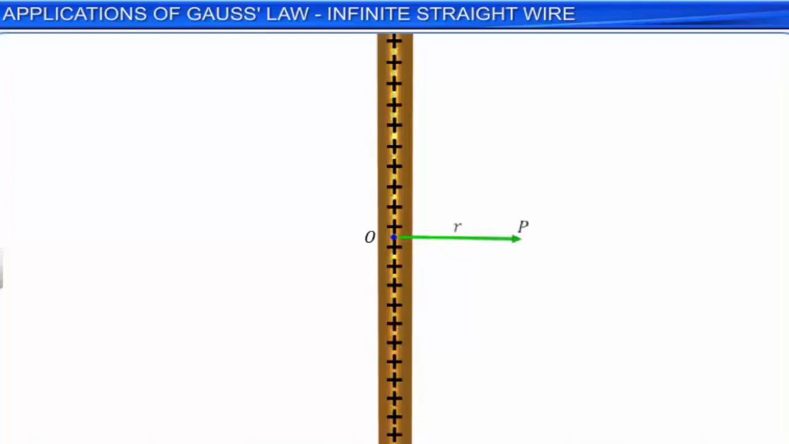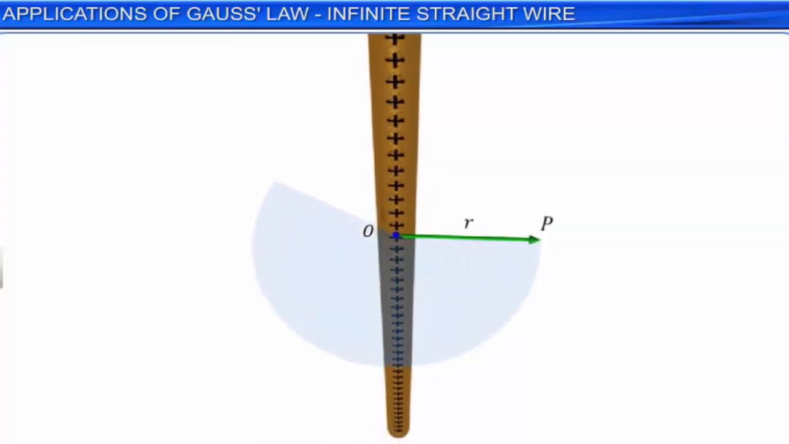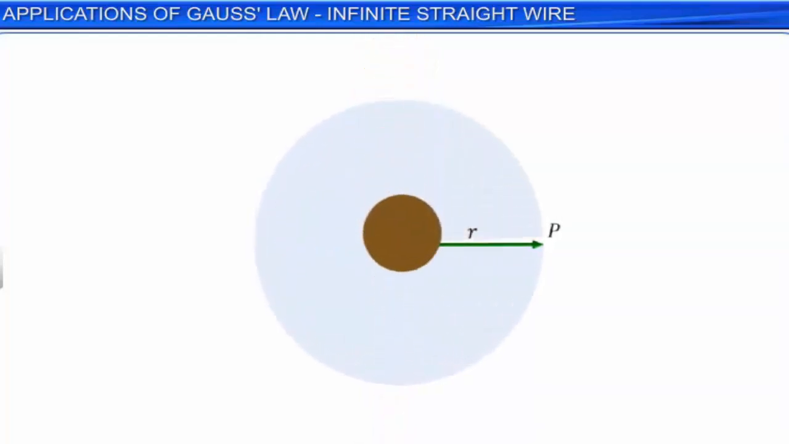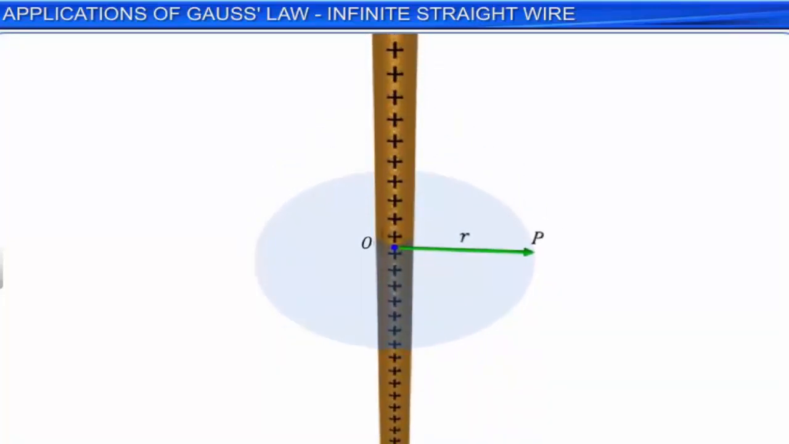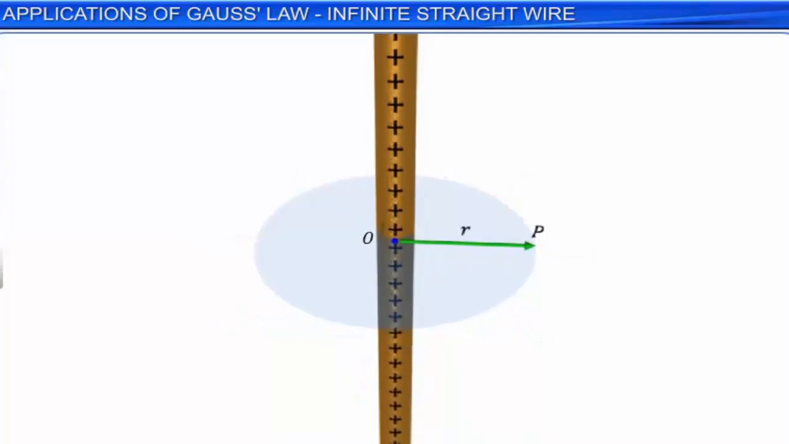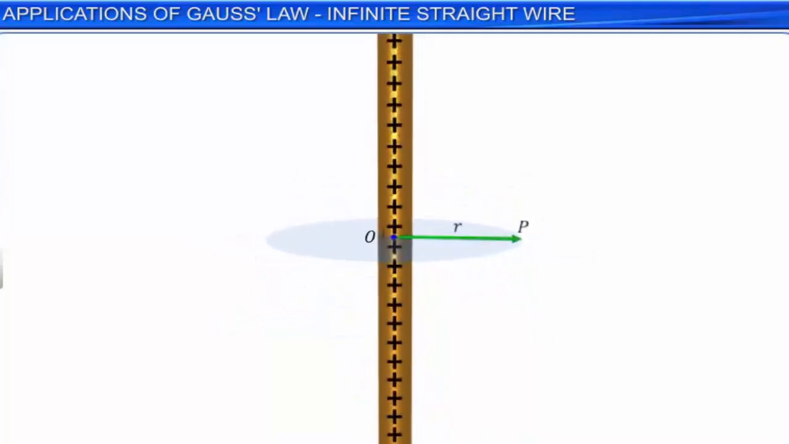If we rotate the radial vector about the point O, we get a circle. Several points on the circumference of the circle obtained are equidistant from O. Hence, the electric field due to the charge on the element of the wire at O is equal in magnitude at all the points on the circumference. The direction of the field at any point on the circle is always radially outward.